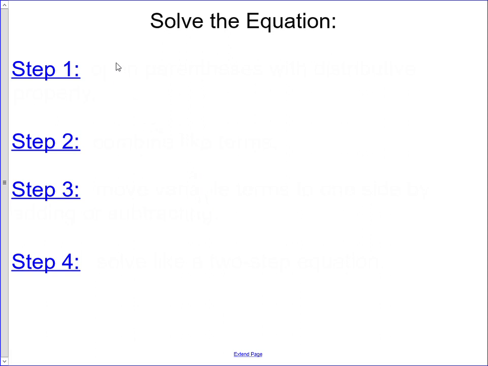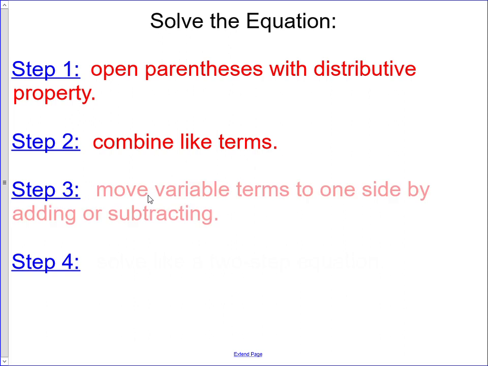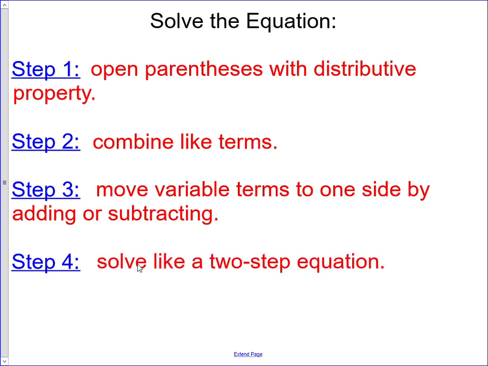So let's just take a look at the steps, and you can always pause this and write these down if I'm going too fast. The first one is to open any parentheses with the distributive property. We've done plenty of that in the last two videos. The next step is to combine like terms. We've done that. The third step is to move variable terms to one side by adding or subtracting. That's a concept that we've used quite a bit in the past when solving equations. And then the fourth step is to solve this like a two-step equation.